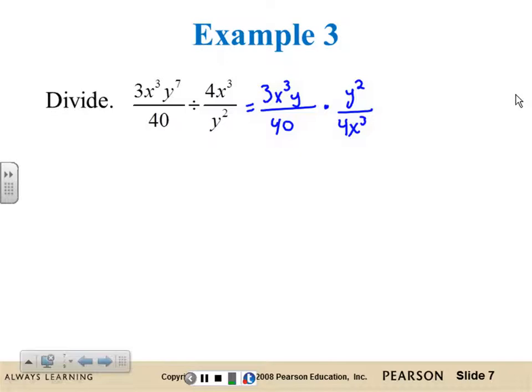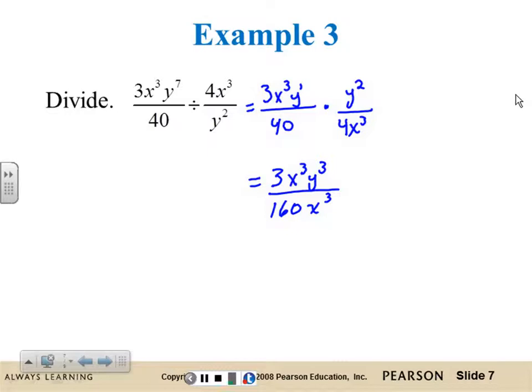So now what we can do is reduce now, or we can multiply straight across and then reduce. Let's do that. So on the top I have 3x to the third y times y squared. Remember, you can multiply anything you want. They do not have to be like terms. So I'm going to have 3x to the third y to the third. The only thing I have to multiply are those y's. And on the bottom I have 40 times 4, which is going to be 160. And then I have my x to the third.